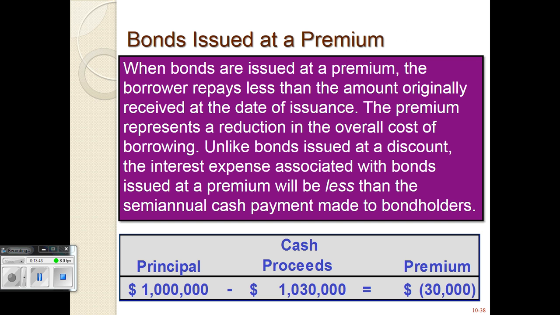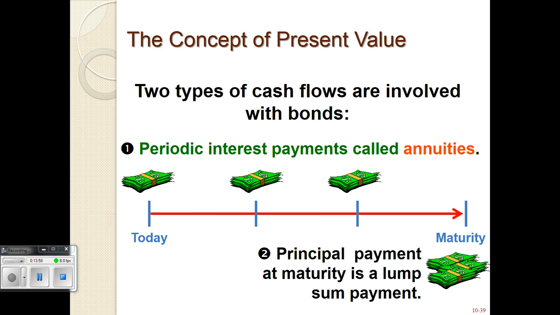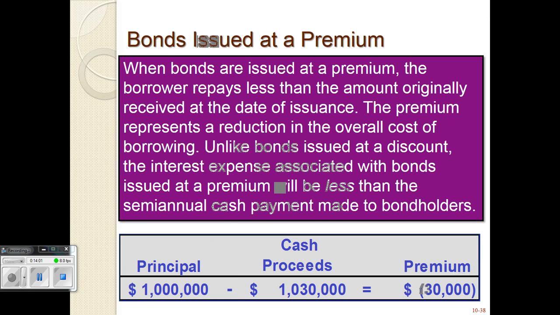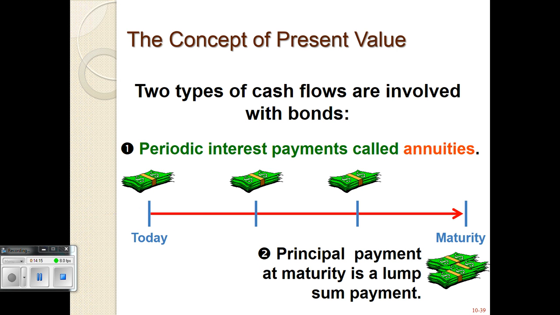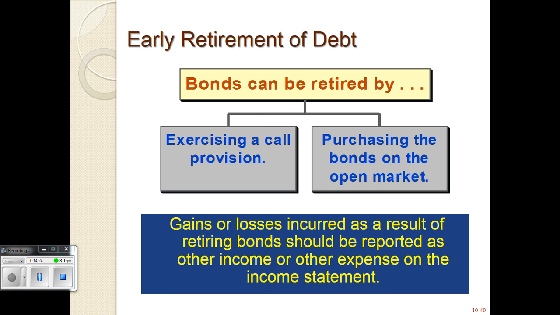When bonds are issued at a premium, the borrower repays less than the amount originally received at the date of issue. In this case, it's going to be exactly the opposite of what we were doing with the discount earlier. So instead of $750 more, in this case, it would have been $750 less every 6 months. There's also the concept of present value and annuities, and once again, I'm not going to spend any time talking about them in this class, but we do talk about them in other classes.